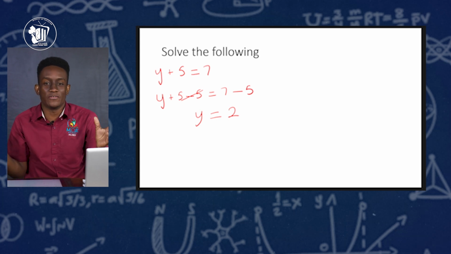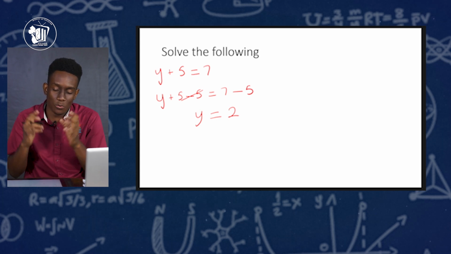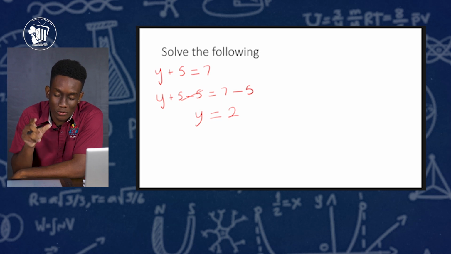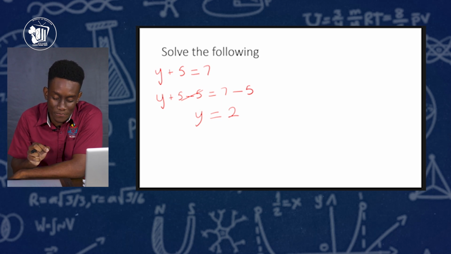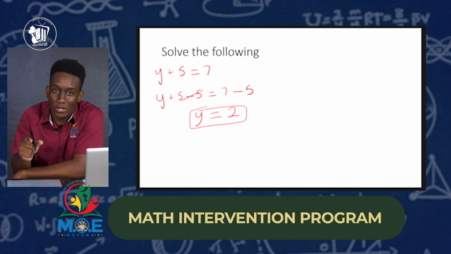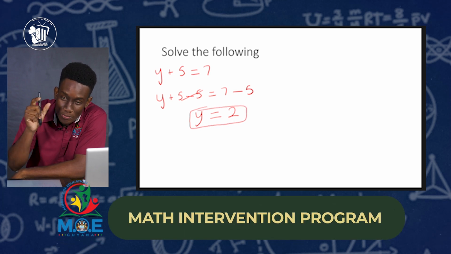And how can we check to see if our answer is correct? So this is saying y is equal to 2. We can go back to the original equation that says y plus 5 is equal to 7, and we found that y is equal to 2. So the value of y is 2, so we can replace y with 2.